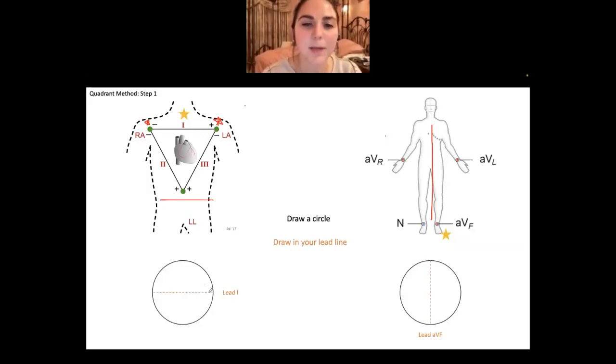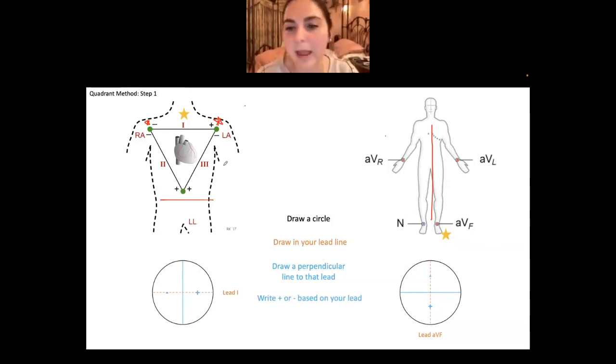So I bring this up because here's the first thing that you do. You draw a circle and then draw on your lead line. So we're going to have 2 circles, one for lead 1 and one for lead AVF. This is for the lead because I'm trying to mimic the lead on the body. Then just draw a perpendicular line to that lead. So lead 1, I'm going to have a vertical line. Lead AVF, I'm going to have a horizontal line.